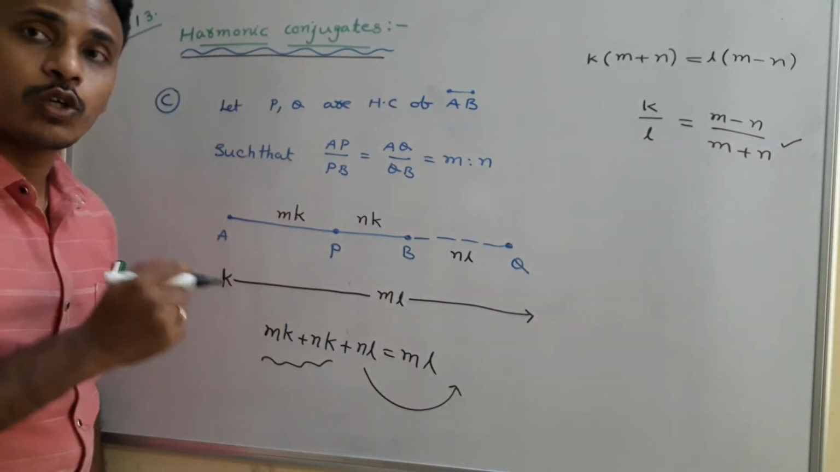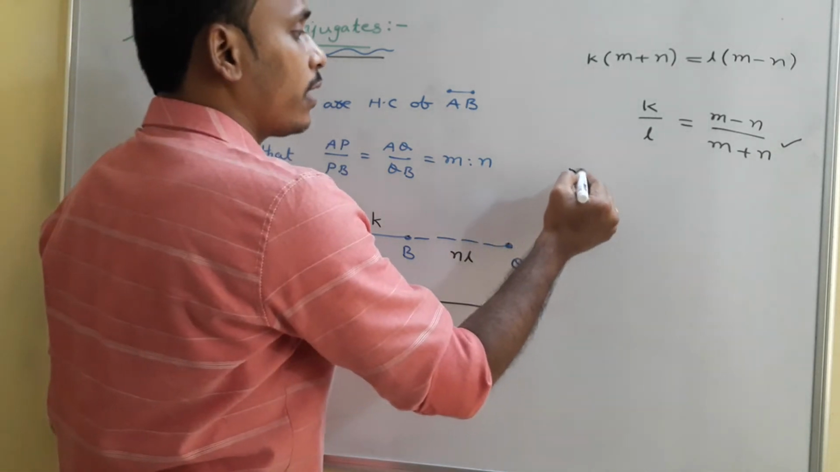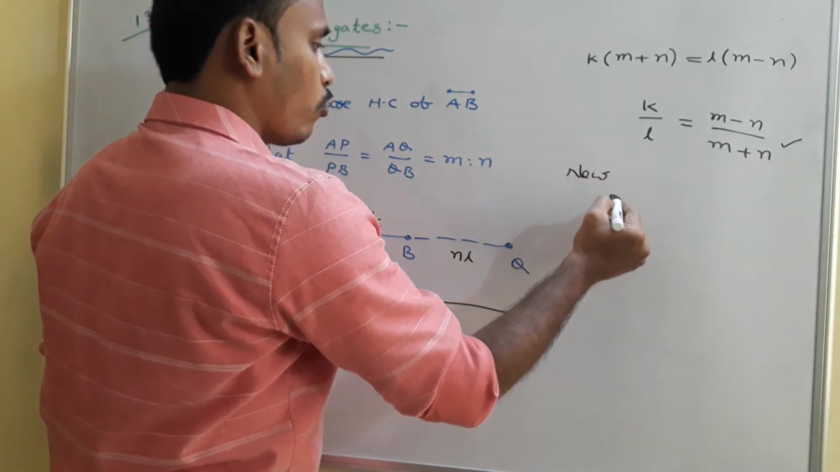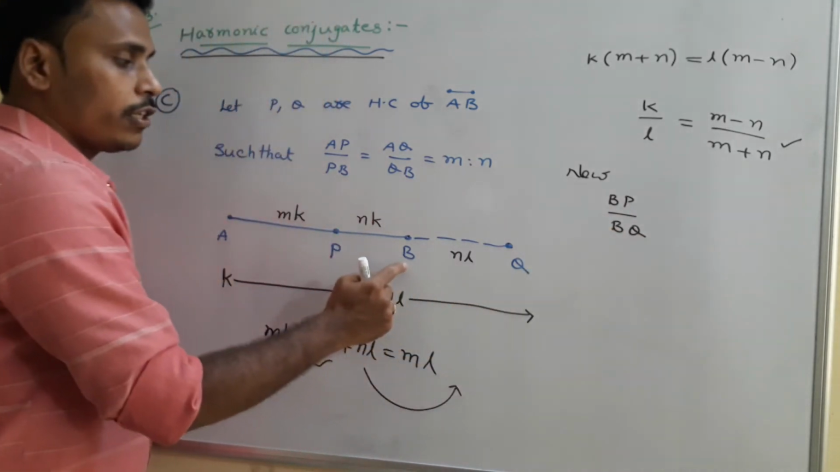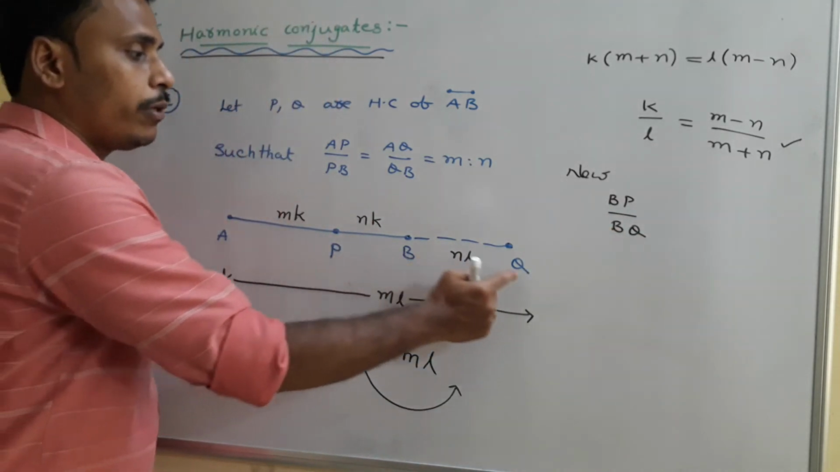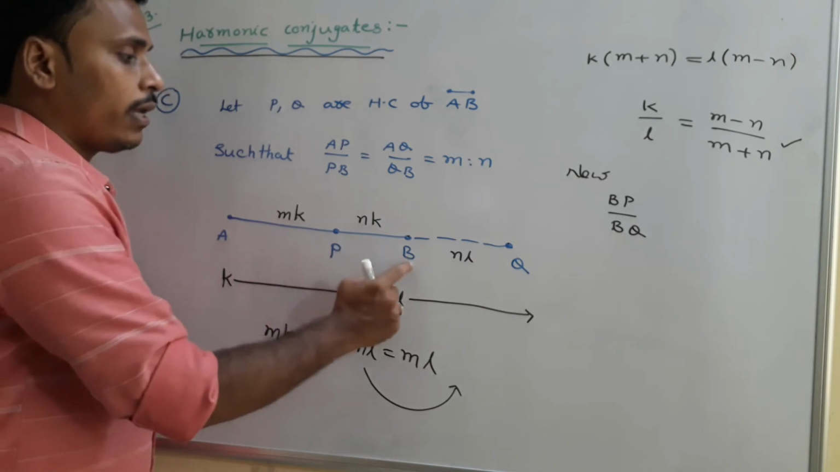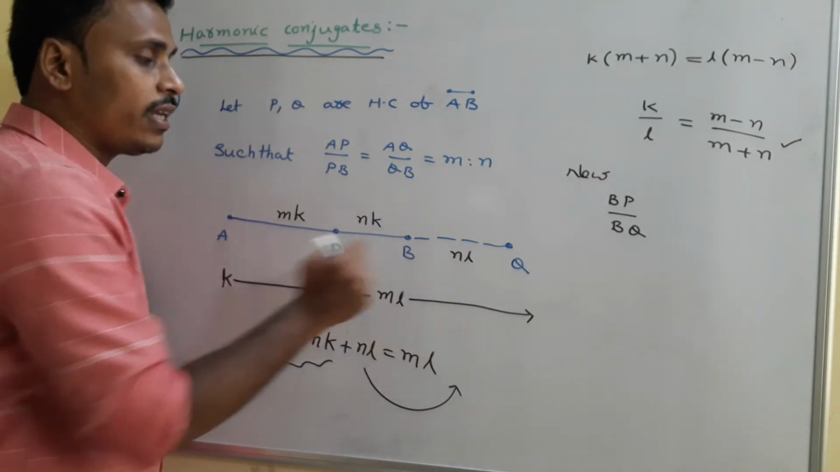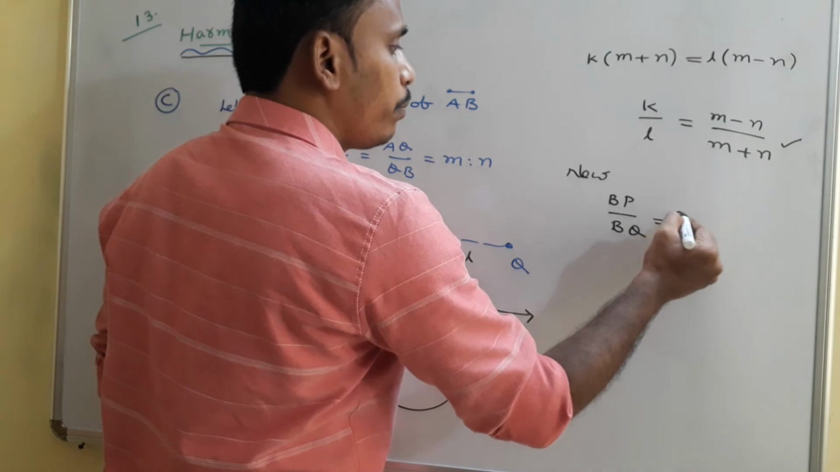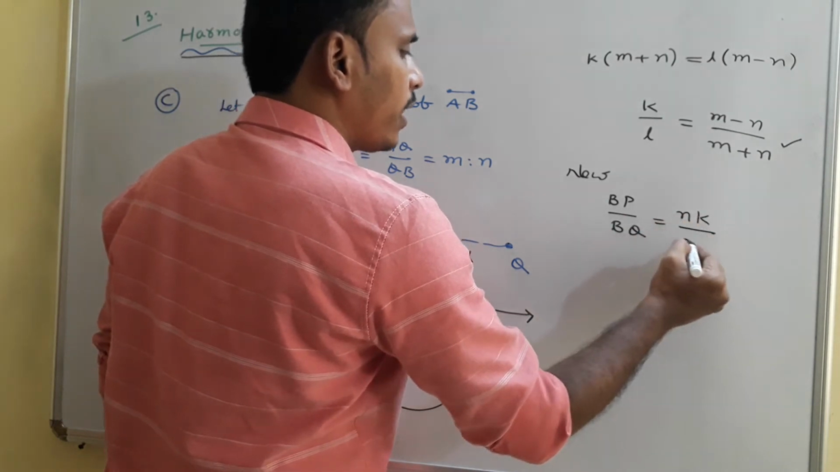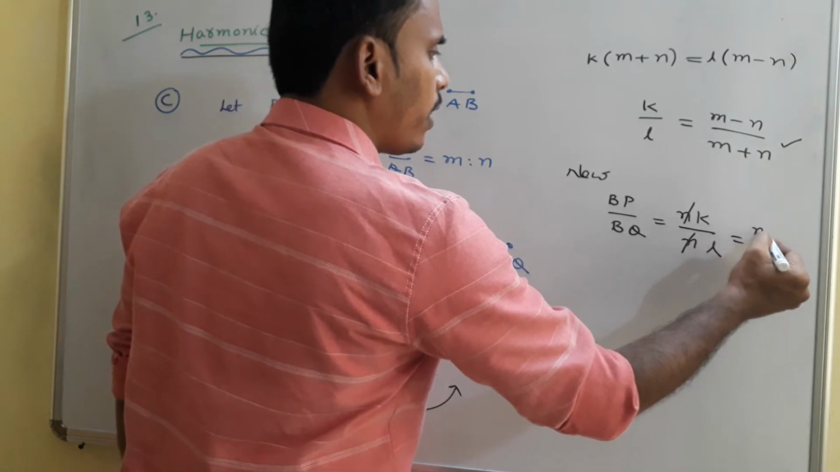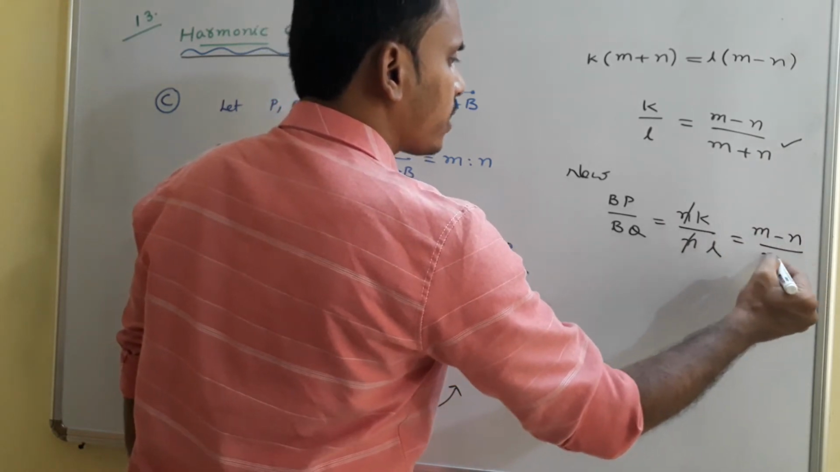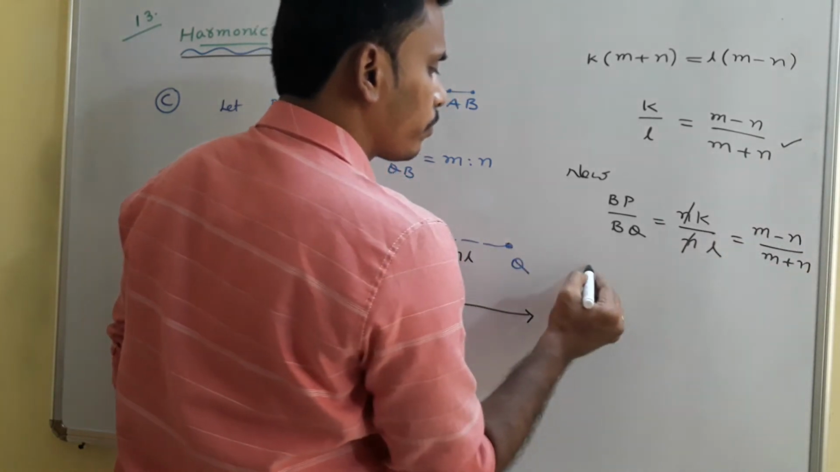Since K by L is equal to M minus N by M plus N, now I am going to find that BP by BQ. This B is a point, right? BP by BQ. And BP by BQ is NK by NL. BP by BQ is equal to NK by NL. This N and N will get cancelled. K by L is M minus N by M plus N.